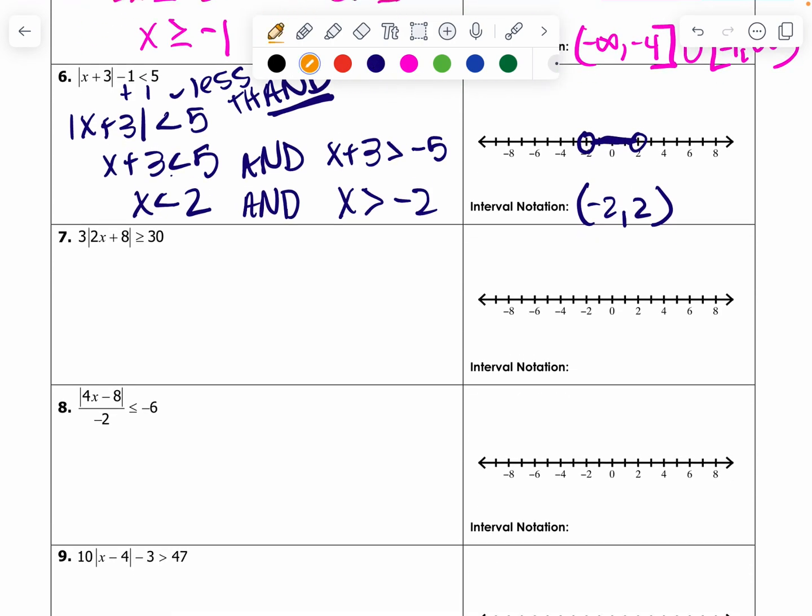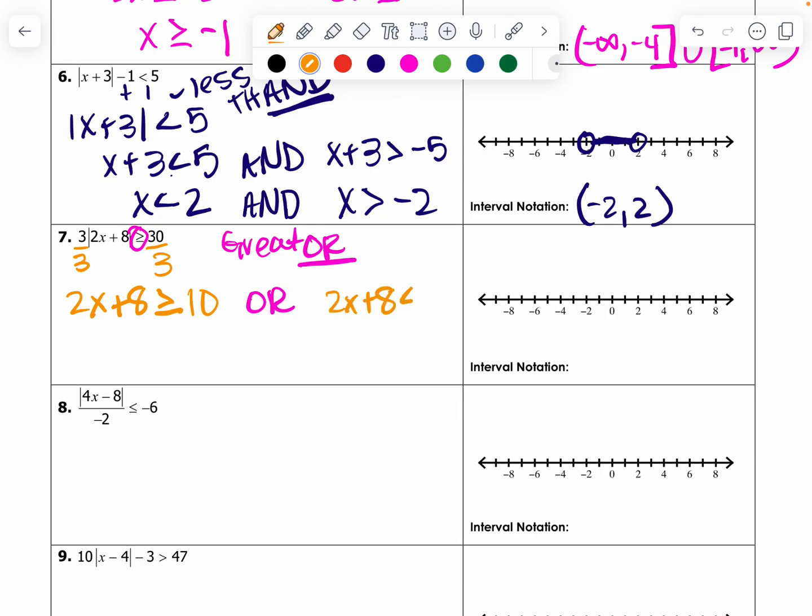Number 7, first step, divide by 3. So I'm going to get 2x plus 8 is greater than or equal to 10. And remember, this means greater. So since it is greater than, it's going to be an or statement. So or 2x plus 8 is less than or equal to negative 10.